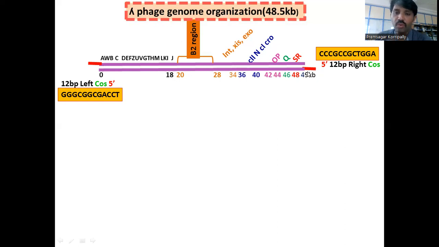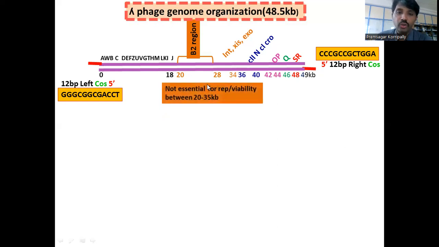Once again, we'll see these genes' functions in detail. As I told you, the B2 region, which is between 20 kilo base pairs and 28 kilo base pairs, when deleted is not going to affect the phage viability or replication. So this is very critical for the development of cloning vectors.